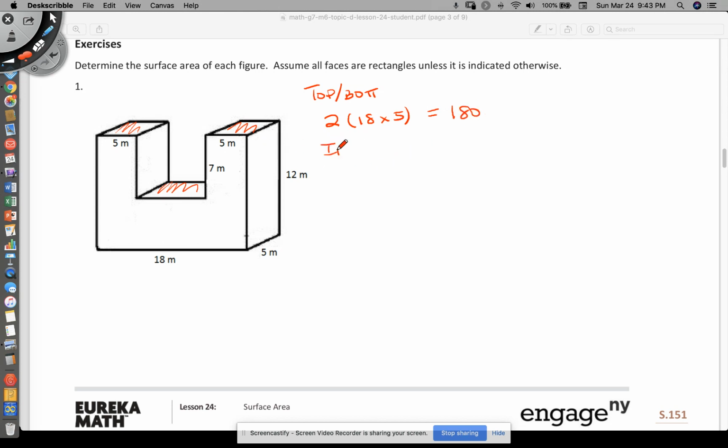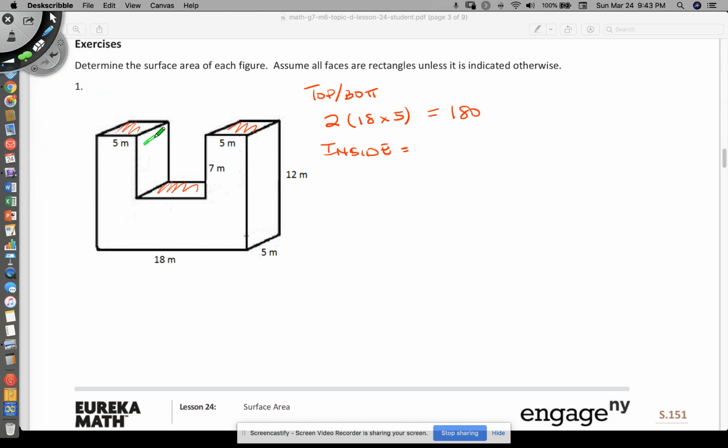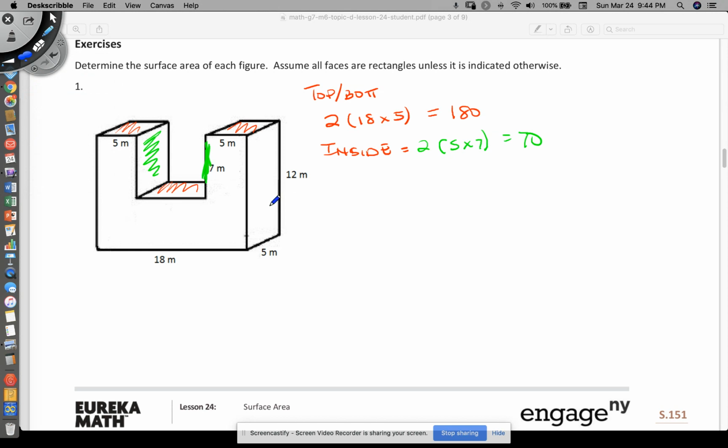Let's talk about the inside. The inside, that's talking about, let me get a different color here. This is the inside, and I have one over here on this side. That's going to give me two 5 by 7s, which is going to give me 70. And then I have the right side. The right side is this 5 by 12 here.